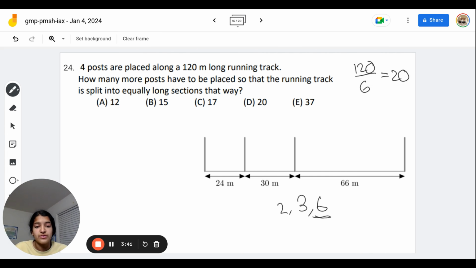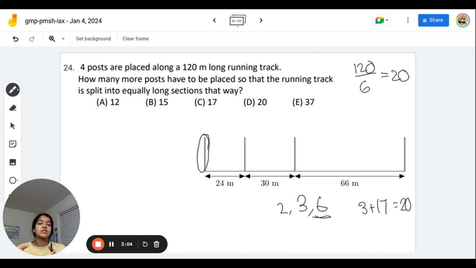So we're trying to divide this running track by 20, but we already have 4 posts down. So what would we need to add to get 20 posts? You're thinking 16, right? But one of these posts just marks the start of the trackway. So we don't totally count that post. So we would do these 3 posts plus what number is equal to 20. So 20 minus 3 is 17. So 3 plus 17 would equal 20.